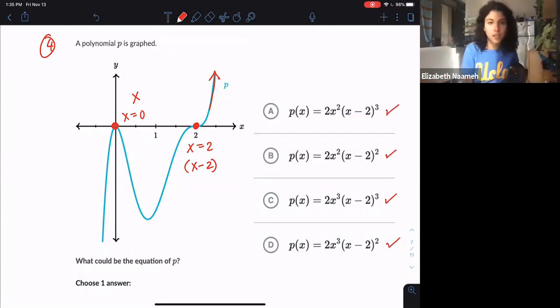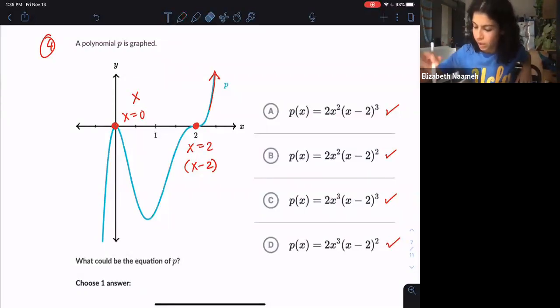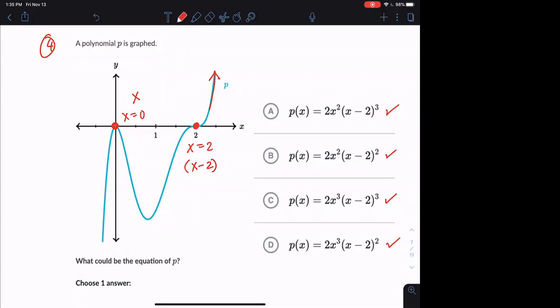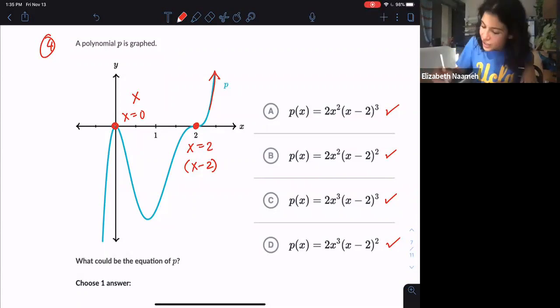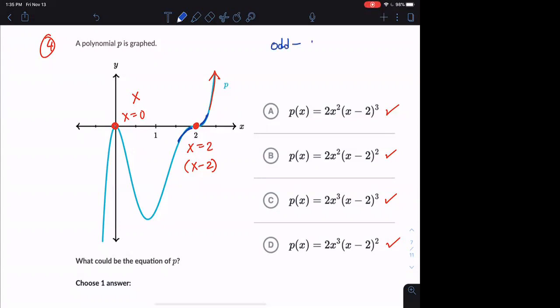They still all look good. Who can tell me, given that we've checked the sign and we've checked the intercepts, what's our last thing that we can check? What needs to be true about our equation to match this graph? The exponents. So let's look. At x equals 2, I'm crossing across the axis. So the exponent should be what? Odd or even? Odd. Odd is where we're going to cross.